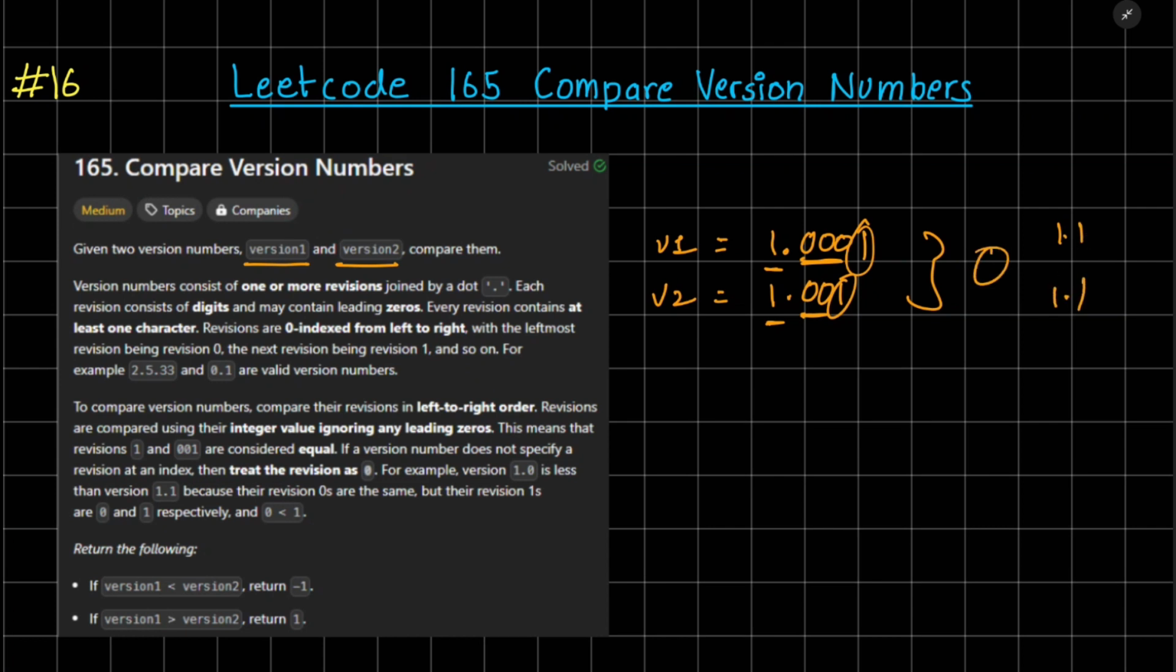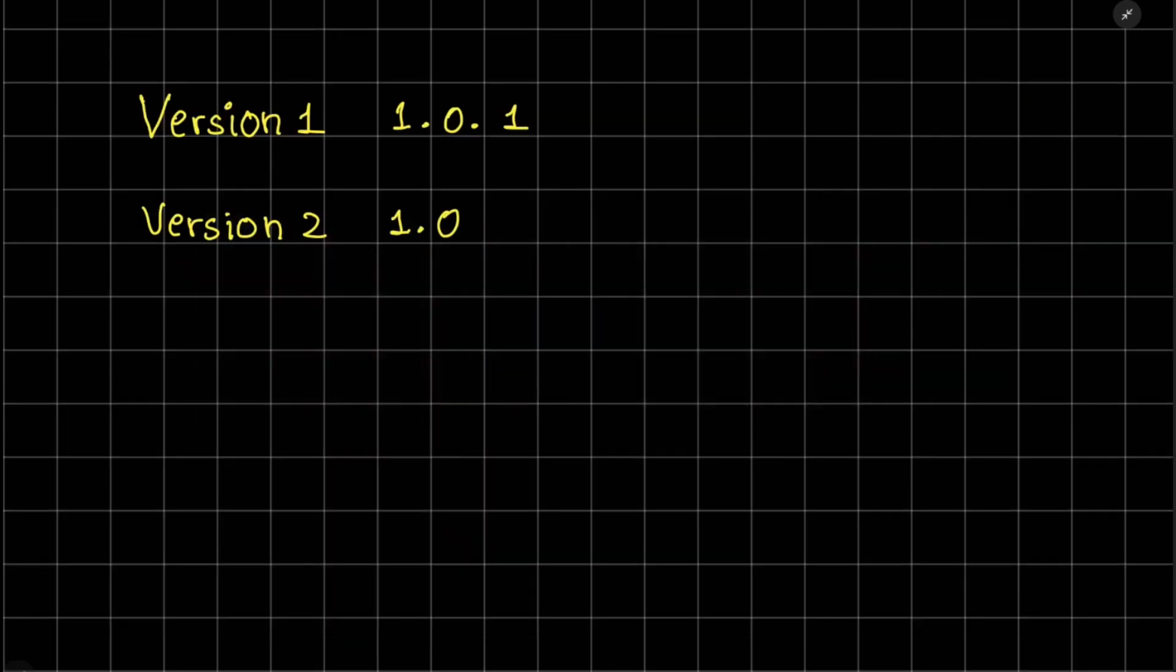So now let's see a detailed dry run of this problem on an example. Let's say this is our example. What is the two-pointer approach in this problem? We will keep a counter i for version 1 and j for version 2. The idea is that we will run a loop, and in this loop we will take the first revision that we can find from both the versions, and then compare them revision by revision.